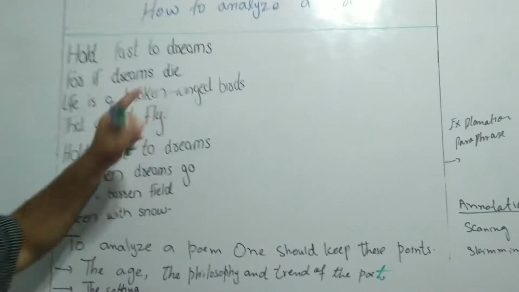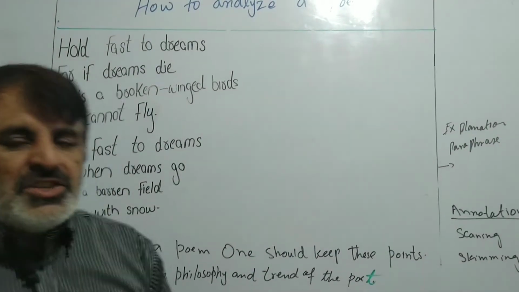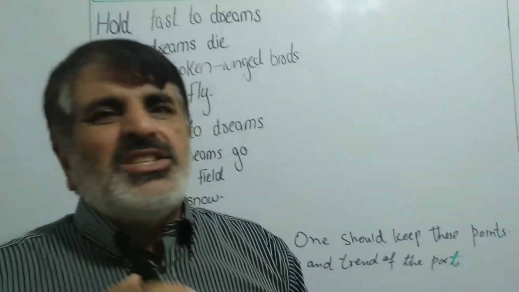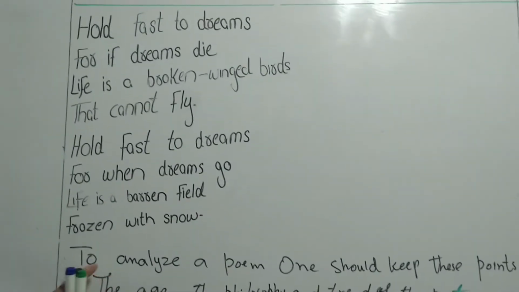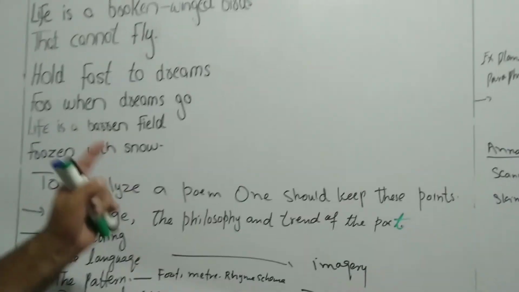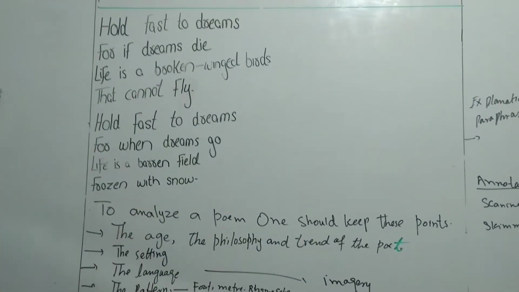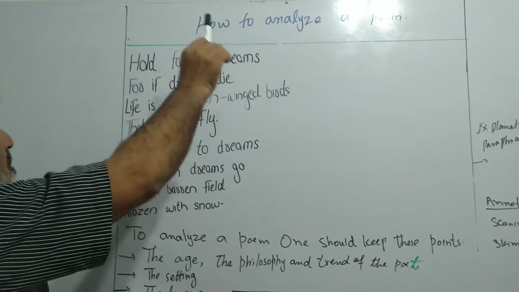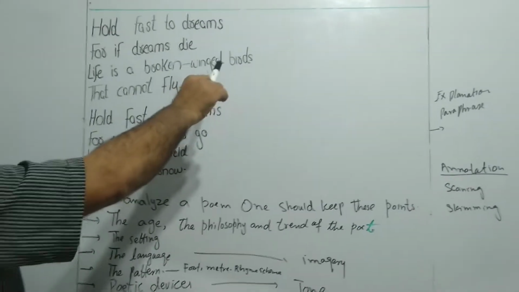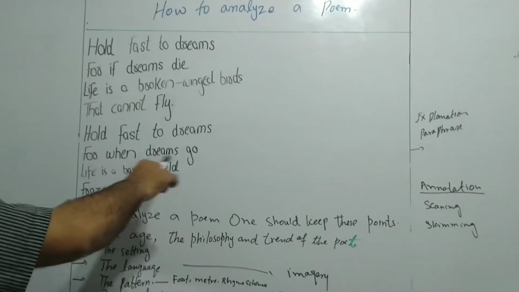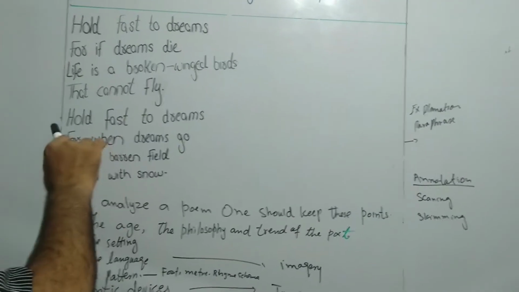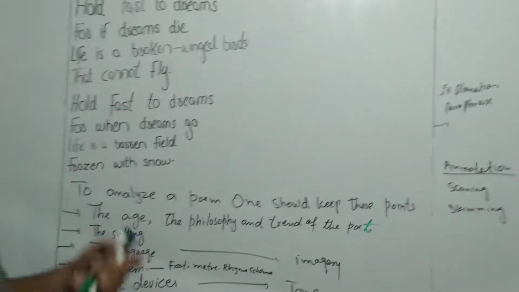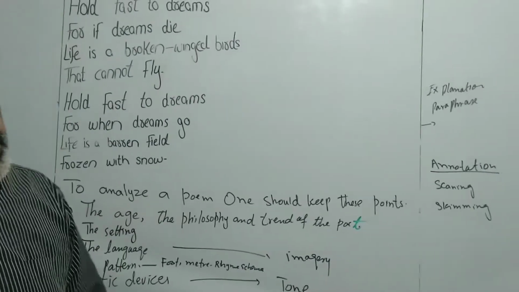So here we have a short poem. Its title is Dreams. It is included in the KP English 10th class. This is very short, but we should try our best to analyze it and prove these particular things in this poem. Suppose: hold fast to dreams, for if dreams die, life is a broken-winged bird that can't fly. Hold fast to dreams, for when dreams go, life is a barren field frozen with snow. Here, the poet is an American, and the philosophy and tendency is to encourage people.